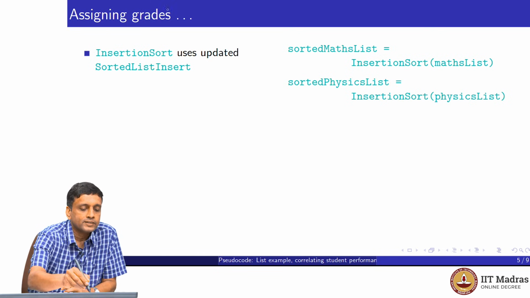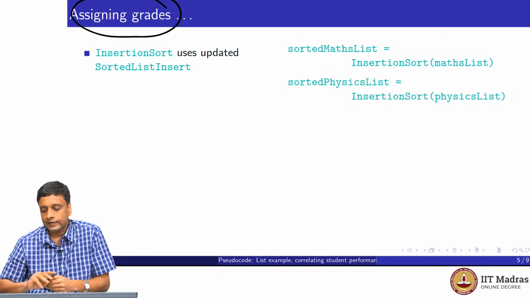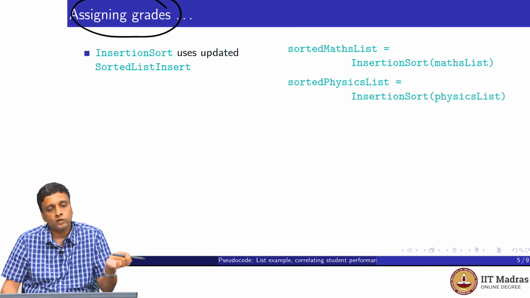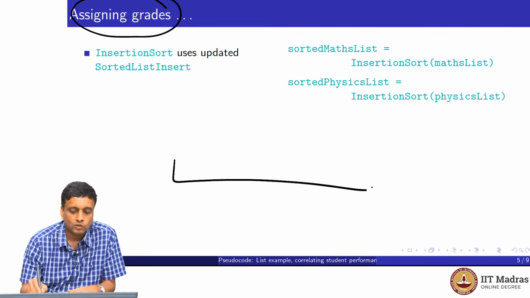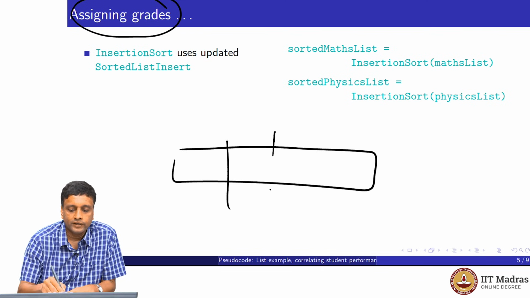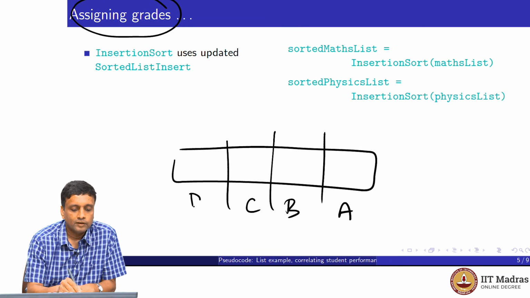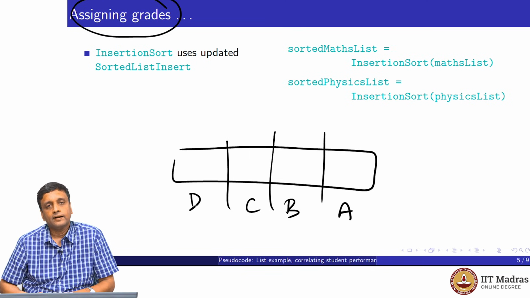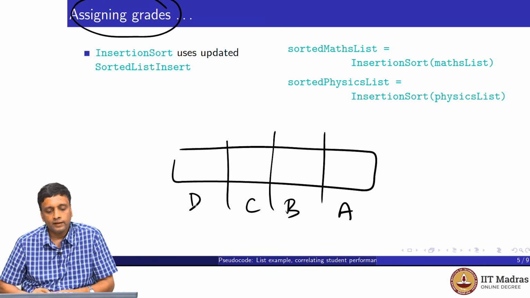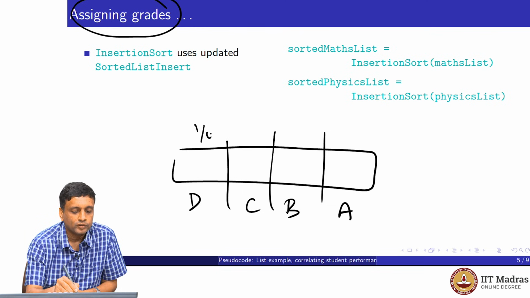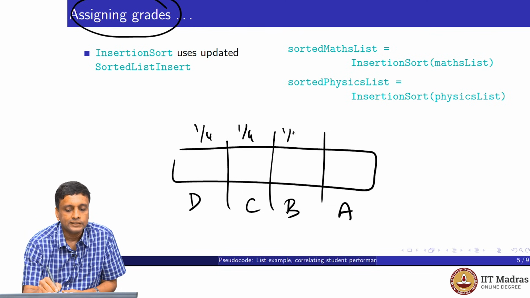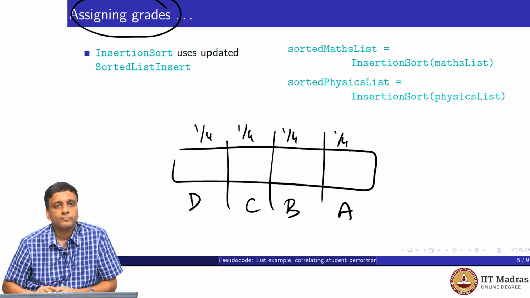So once we have a sorted maths list and a sorted physics list, we can get down to this business that we are really interested in, which is to assign grades, right? So the reason we are sorting all this is because we want to take the sorted list and divide it into 4 groups and say that this is A, because it's an ascending order. So the leftmost will be a D and the rightmost, the highest marks, will be an A, and we want these to roughly be 1/4, okay? So this is our strategy for awarding grades.